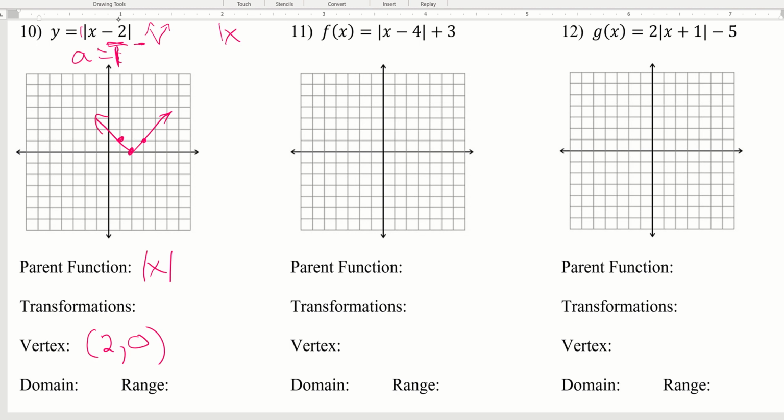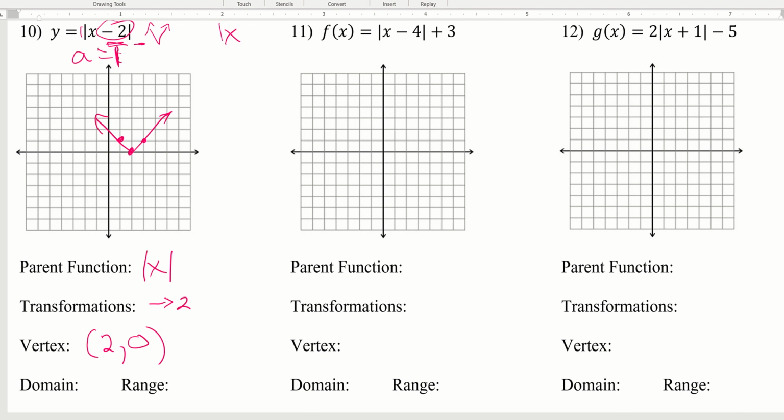The only thing is I had an H value, right? And so what I do is I say, how do I get to my vertex? Give me directions on how to get here, right? And so we went to the right 2. That's it. We didn't go up or down or anything like that. So that's all we did.